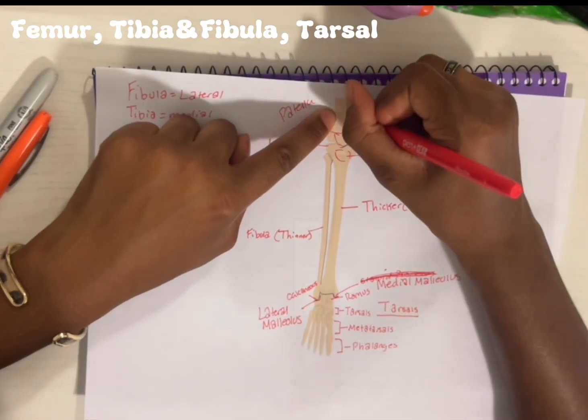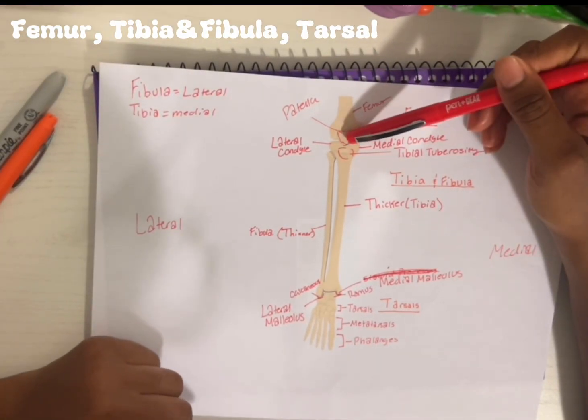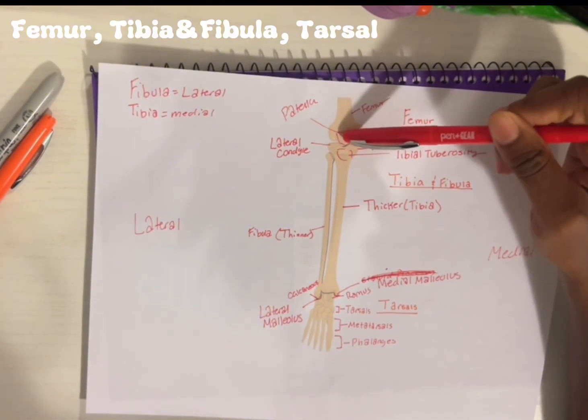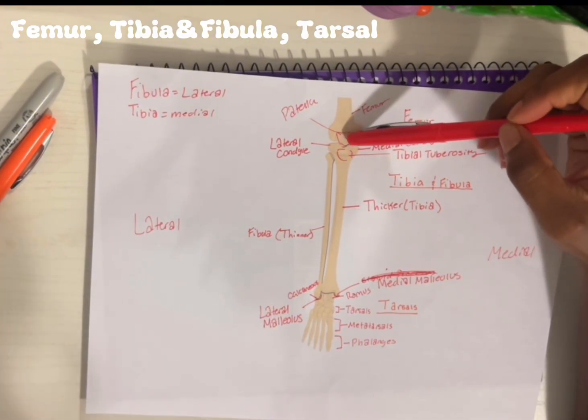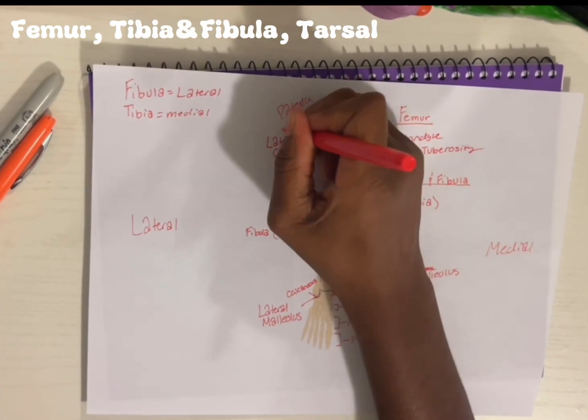And this up here is the femur. So the patellar surface, if the patella wasn't here, the patellar surface would be right back here, behind here. The patella is on the patellar surface.